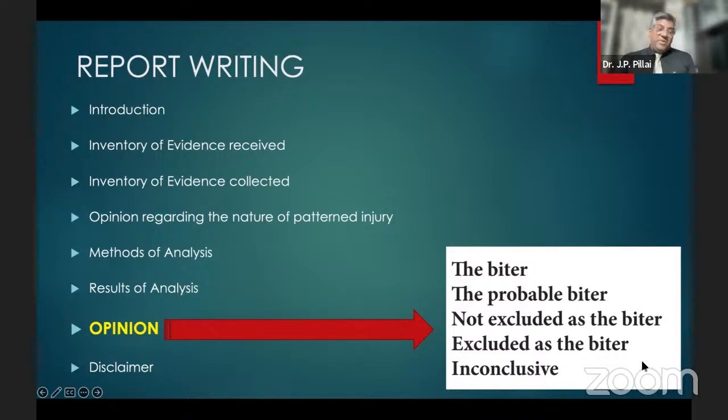But sometimes it may be totally different. The bite mark is different, and the dentition of the accused person is very different. So you can totally exclude, no, he is not the biter. Like the one example I told, the midline diastema is there, but in the accused there is no midline diastema. So you can very well exclude them as the biter.